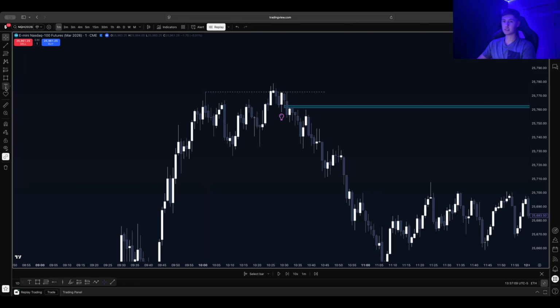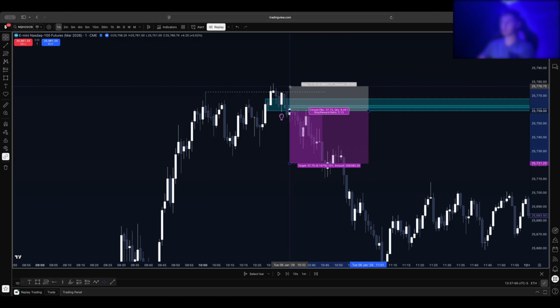And then lastly, we need to see the ICT breaker block, which would be this down close candle right here that takes out the sell side liquidity, gets broken below and retested as resistance. Again, it's simply just an old bullish order block that gets flipped and used as resistance. So in this scenario, the breaker block is lower than the fair value gap for short, so I'm simply going to go short inside of the breaker block.